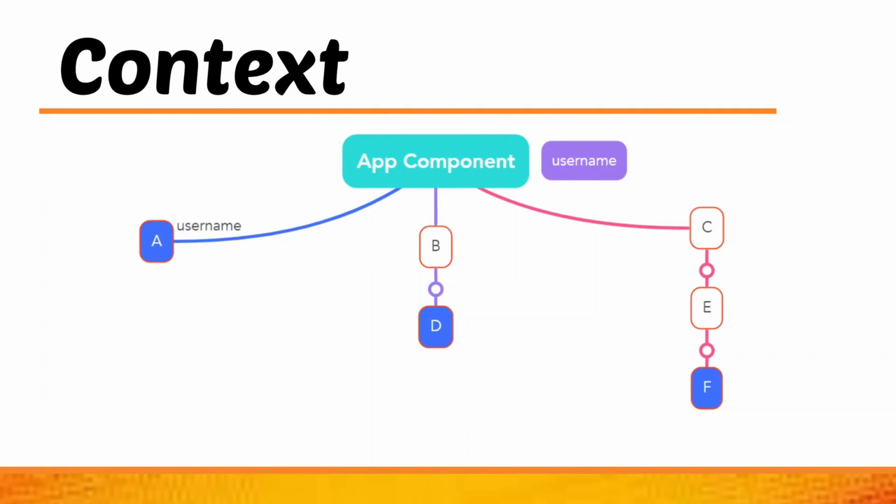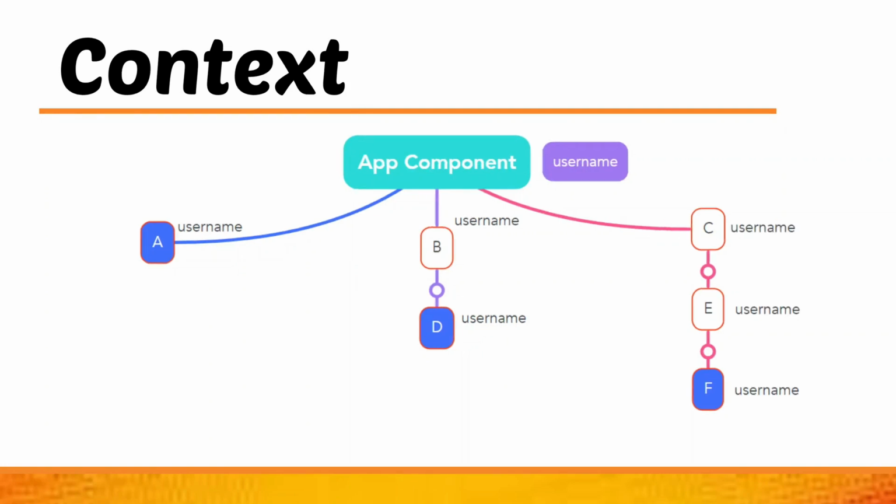Similarly for component D. However, we have the intermediate component B, so we have to pass down username as a prop to component B, and that in turn has to pass down the prop to component D. Now the scenario is somewhat similar for component F as well. The prop has to be passed through component C and then component E and then finally to component F. Even though components B, C and E do not need the prop, we still have to send the prop through them to be able to pass it to components further down in the tree.